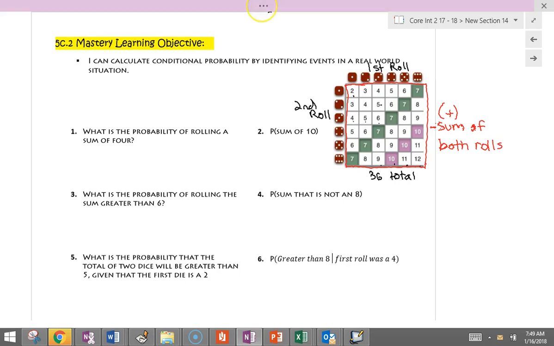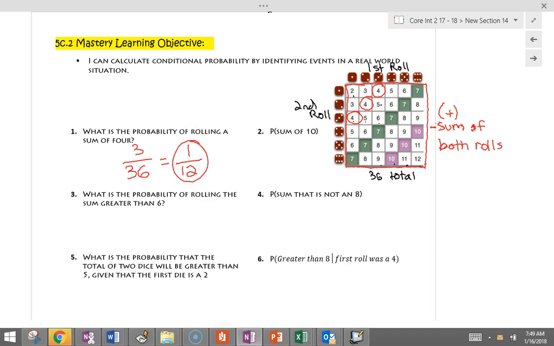What is the probability of rolling a sum of 4? Well, I'm going to look for where I have 4. I have a 4 here, here, and here. So that's 3 out of 36. Remember, still always reduce your fraction. 3 out of 36 is 1 out of 12.